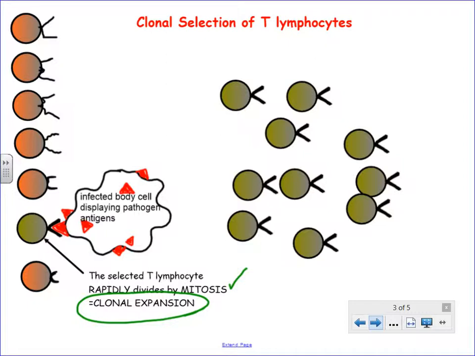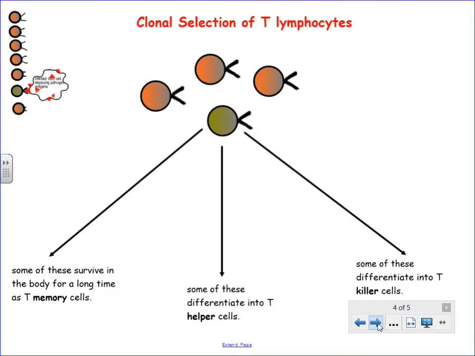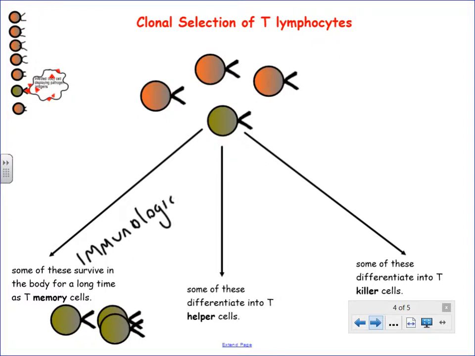Now, the B lymphocyte differentiated into memory lymphocytes and plasma cells. With T lymphocytes, you also get the memory cells. These provide, once again, immunological memory, so that upon exposure to the pathogen or antigens once more, the response will be much more rapid.